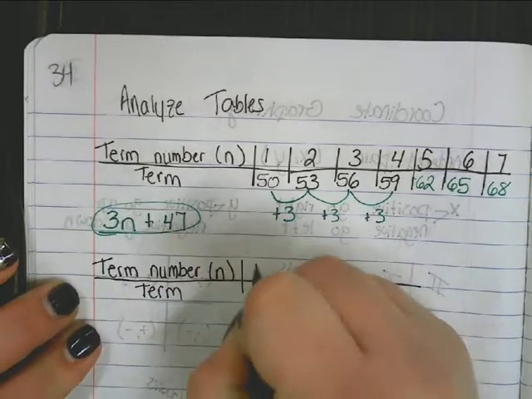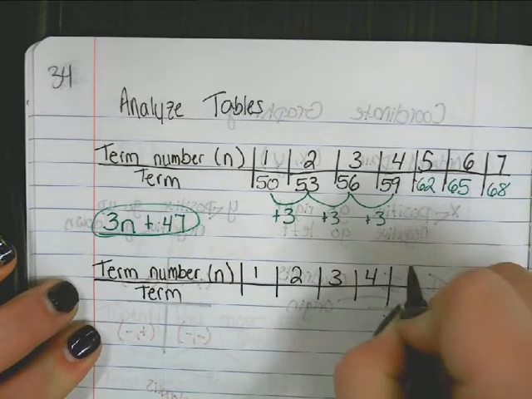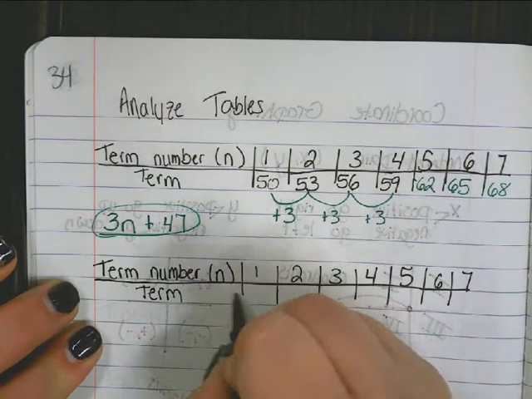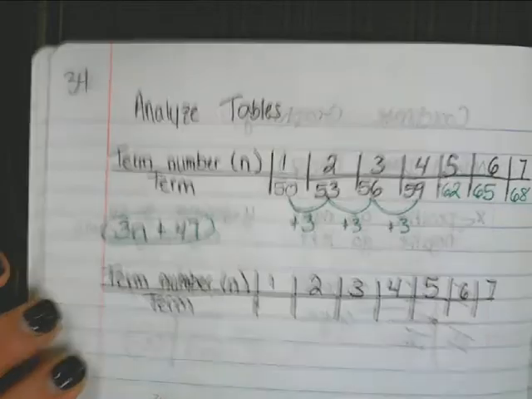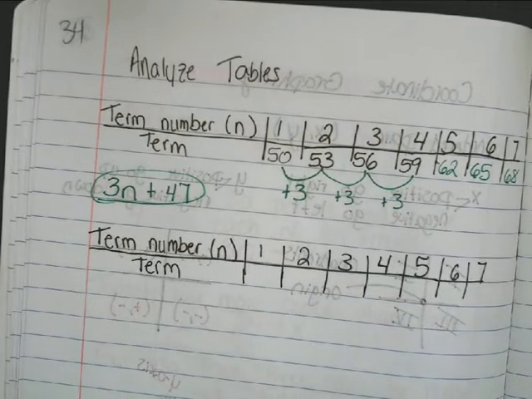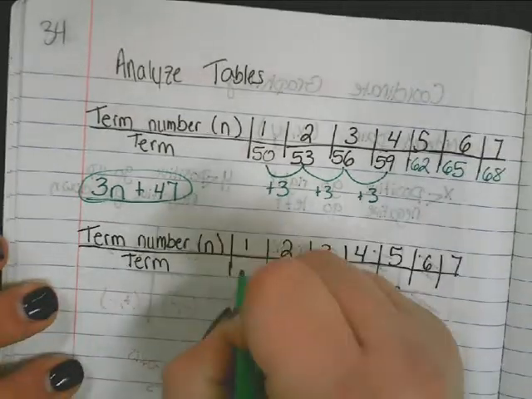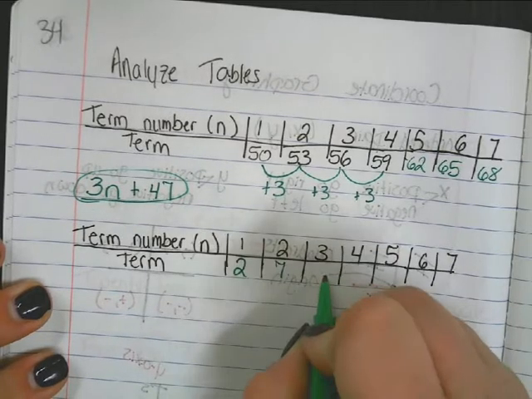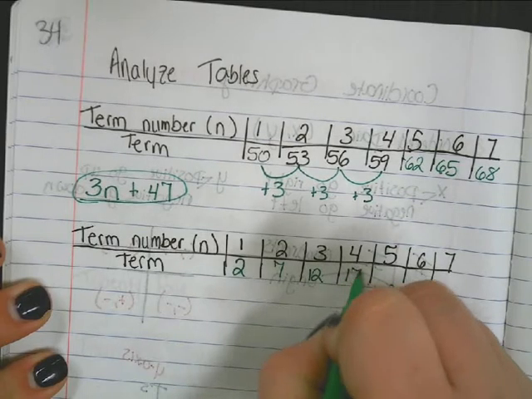So term number and my term. Again, for my term number, I'm giving 1, 2, 3, and 4, and they're going to ask for 5, 6, and 7. So term 1 is 2, term 2 is 7, term 3 is 12, and term 4 is 17.